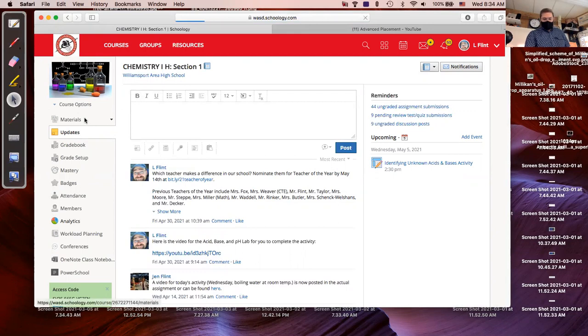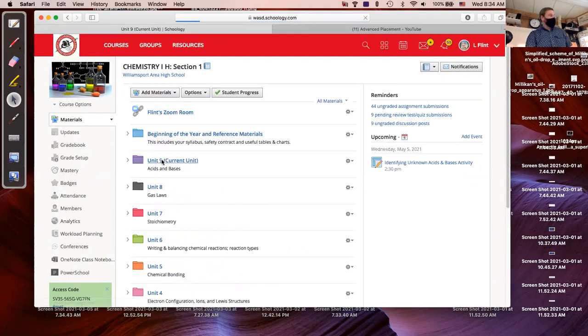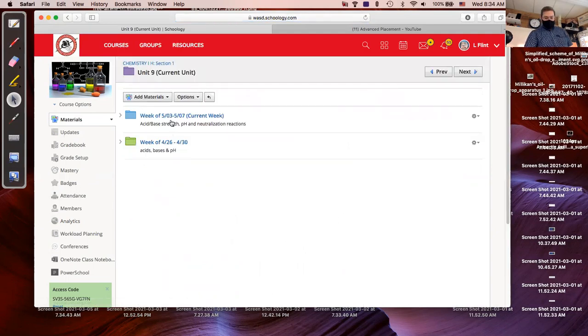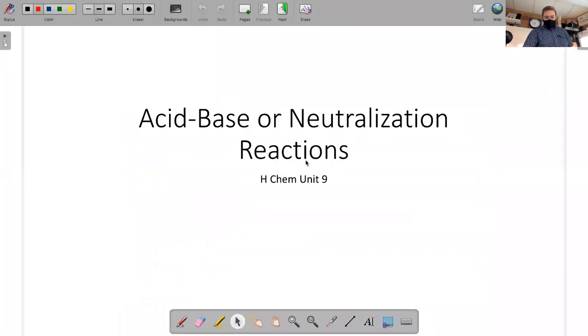In the materials section, if you click on Unit 9, acid base, and then there's the folder for the week, and down at the bottom, there's one that says Honors Chemistry Neutralization Reaction Notes and Introduction to Neutralization Reactions. Those are things that students got in class today, and they're about acid-base neutralization.